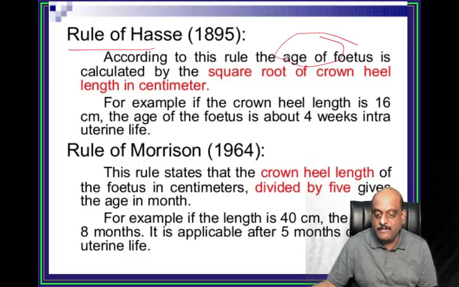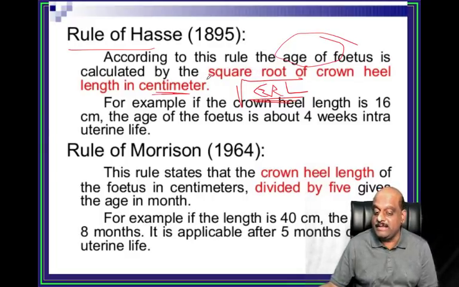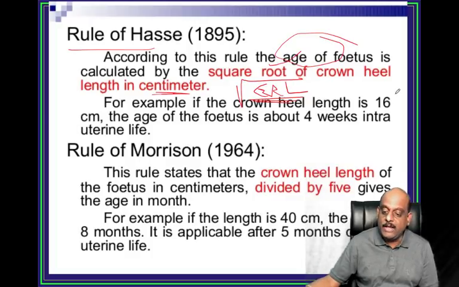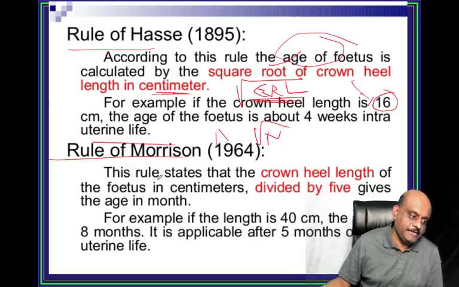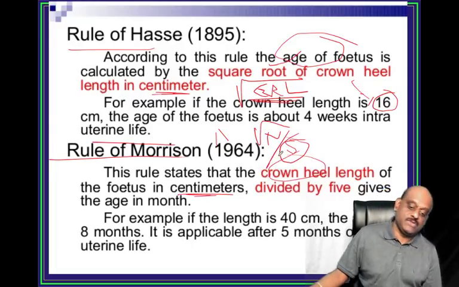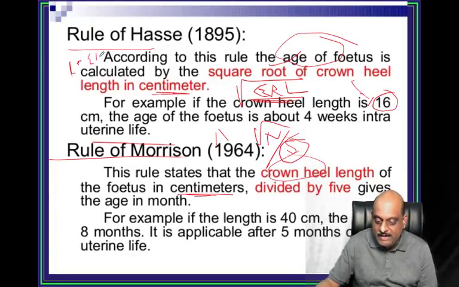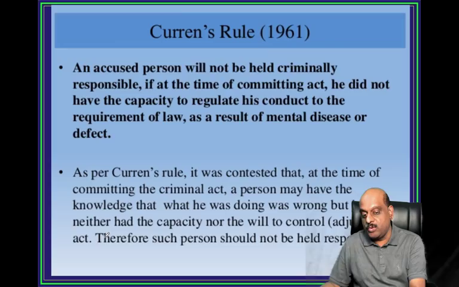it is for age of the fetus. Square root of crown rump length in centimeters will give you age of fetus. If the examiner says crown heel length 16, then square root of 16 is 4 weeks intrauterine life. Rule of Morrison, what is it? Crown heel length of the fetus in centimeters divided by 5 will give you age in months. Examiner will say 40 centimeters, so 40 by 5 is 8. 8 is the age, that's called rule of Morrison.